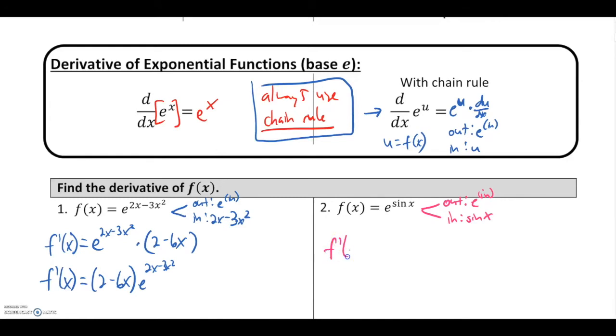And so f prime of x equals e to the sine x, that stays exactly the same, times the derivative of sine of x, which is cosine of x. And again, the proper way to write that, we're going to move that cosine of x to the front, times e to the sine of x.